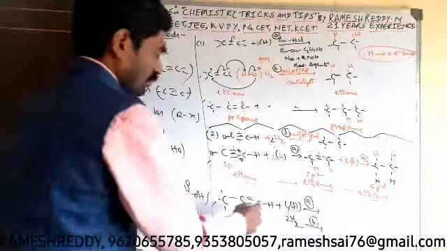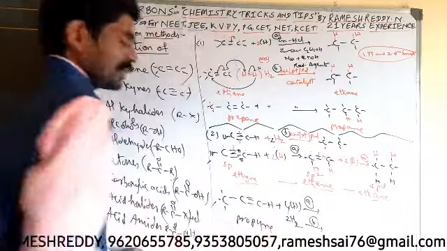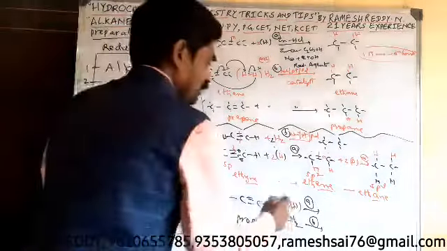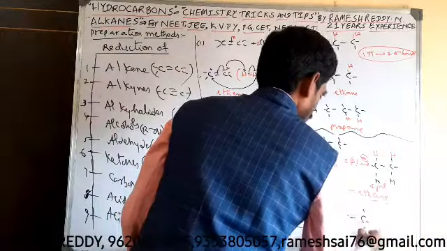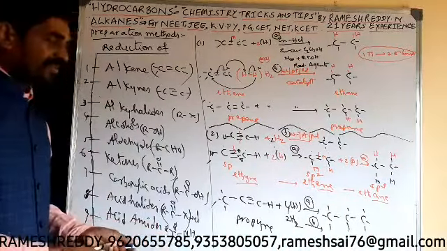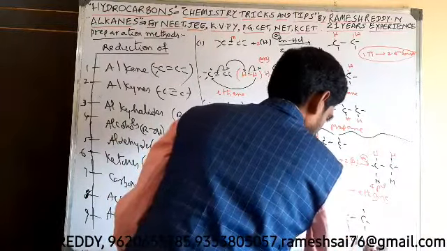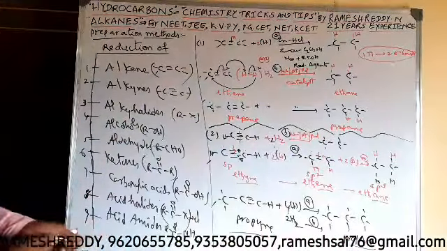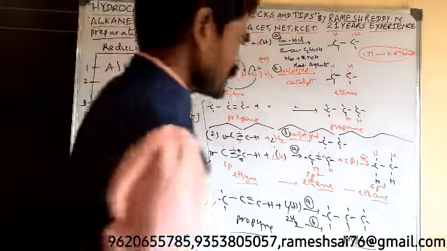So for propyne, we need 2 moles of H2 gas or 4 moles of nascent hydrogen. Then you will get propane. Is it clear? Okay, fine. So propane we will get. Right. Up to here, got it, my dear students? Can I erase it now? Fine. Yeah. Next one.